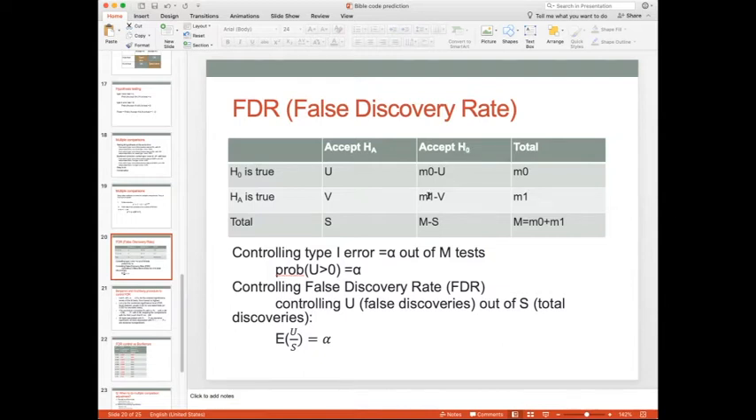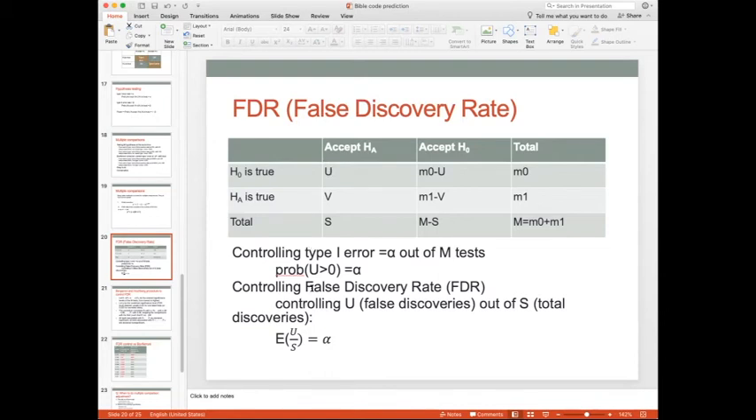So how does this compare to controlling for type 1 error? Controlling for type 1 error out of M tests, we control the probability of U greater than 0 to be equal to alpha, so we don't allow any U to happen. Almost, we allow 5% that there's some U over here.